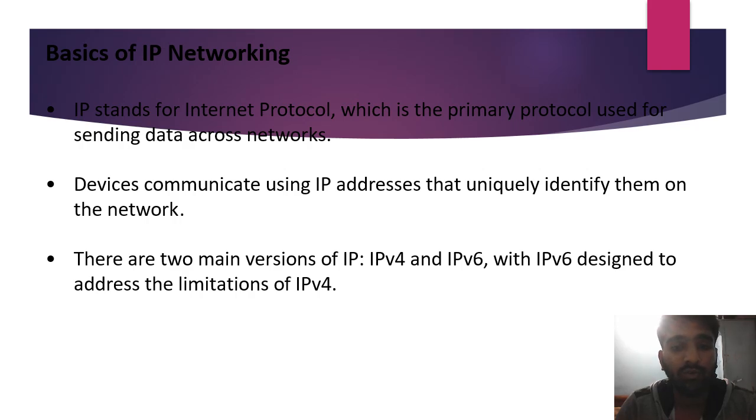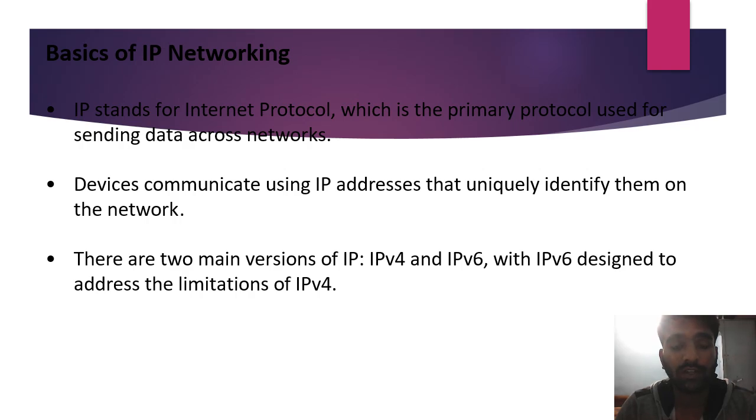There are two main versions of IP. The first version is Internet Protocol version 4 and the second version is Internet Protocol version 6, with IP version 6 designed to address the limitations of Internet Protocol version 4.